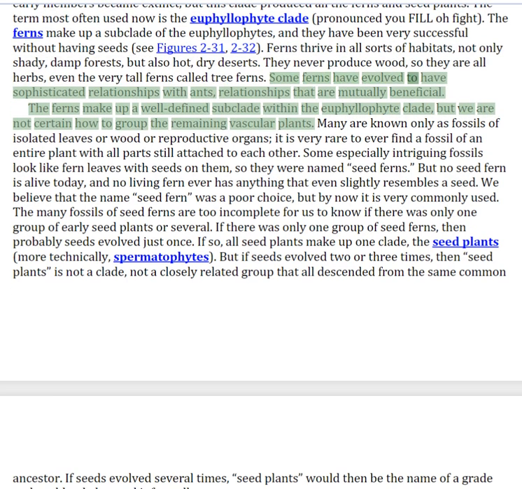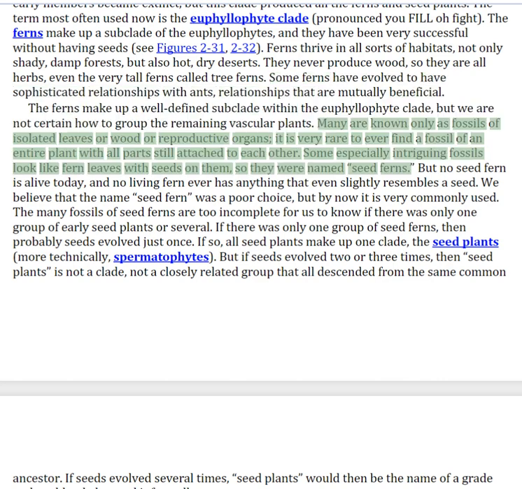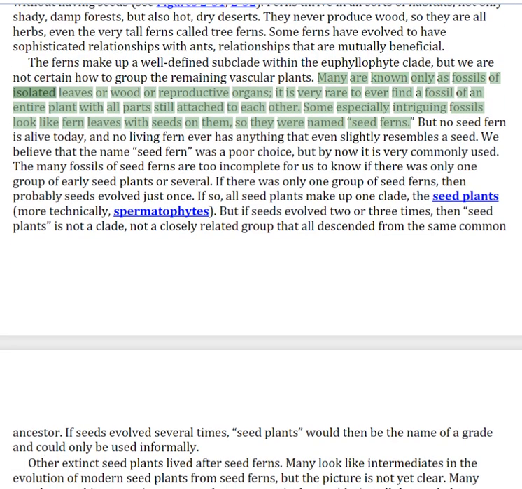Some ferns have evolved to have sophisticated relationships with ants, relationships that are mutually beneficial. The ferns make up a well-defined subclade within the Euphilophite clade, but we are not certain how to group the remaining vascular plants. Many are known only as fossils of isolated leaves or wood or reproductive organs.